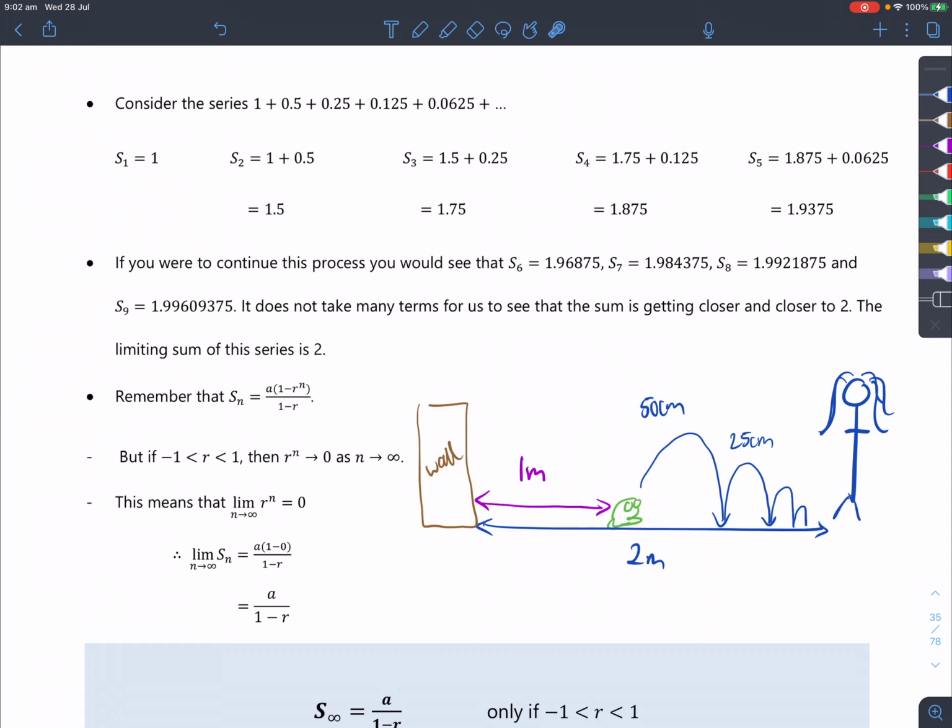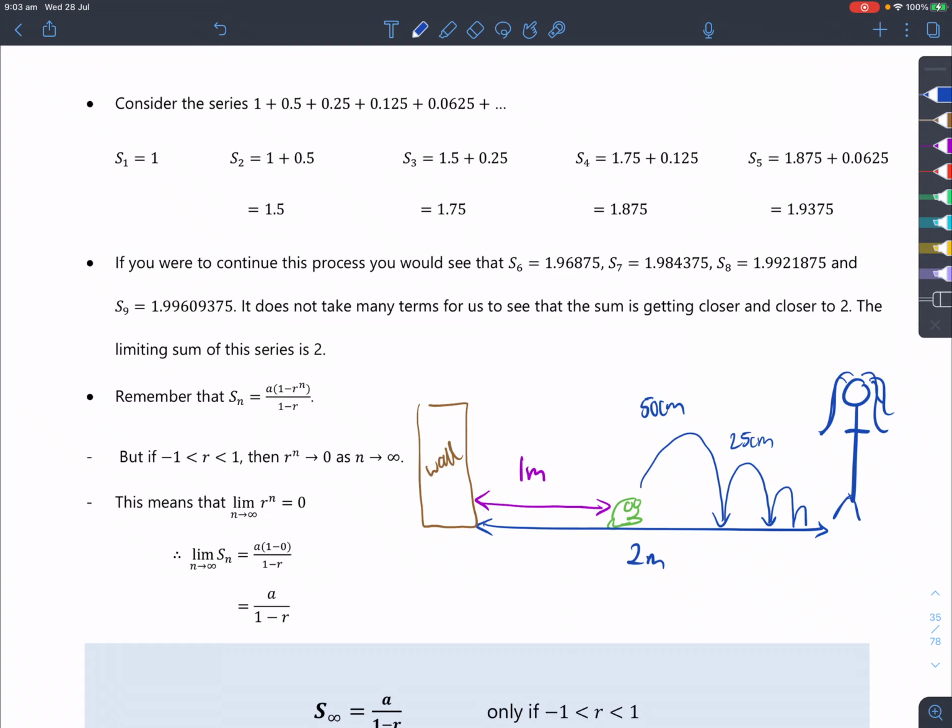Now, you can tell by finding S6, S7, S8, but there's also a formula that we generate to do this. So remember S of n, the sum of n terms using a geometric series, is this. We can actually see that r to the power of n is going to go to 0 if n goes to infinity, if r is a number between -1 and 1. And I'll give you an example of how that happens.